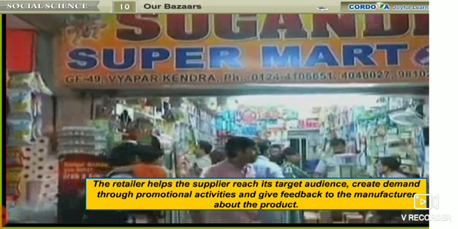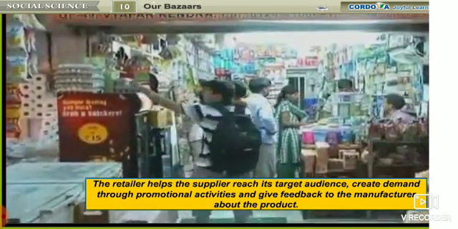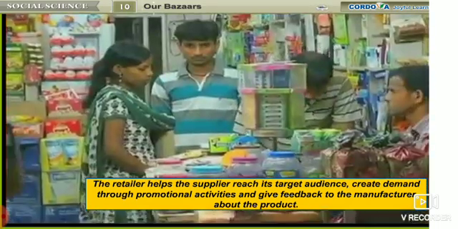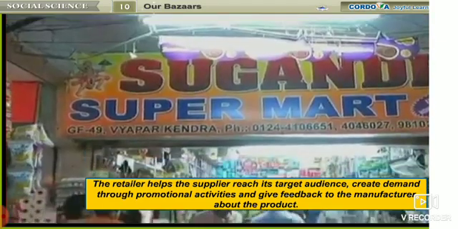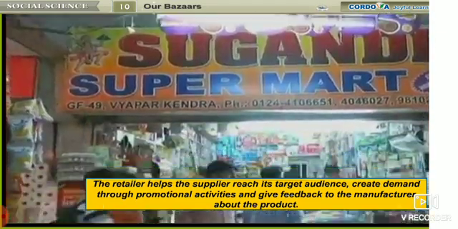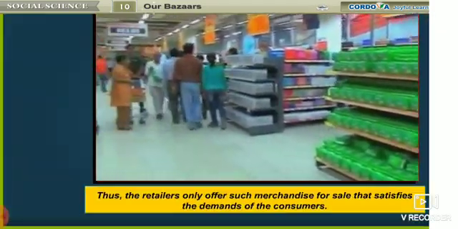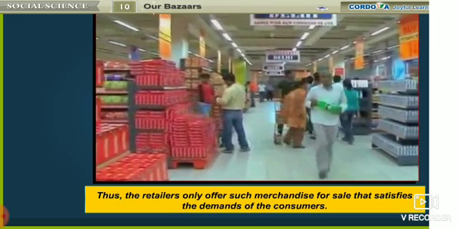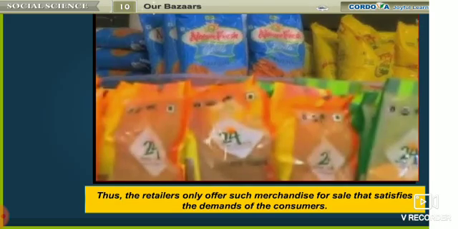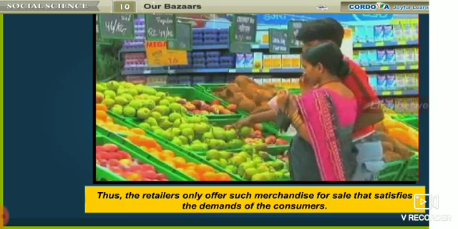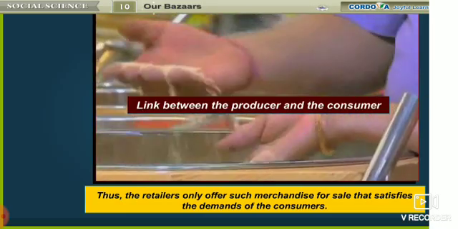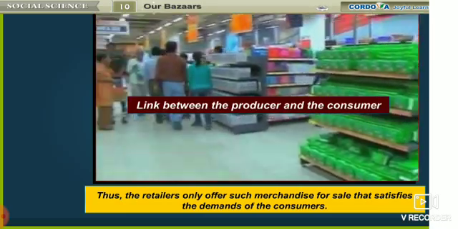The retailer helps the supplier reach its target audience, create demand through promotional activities, and give feedback to the manufacturer about the product. Thus, the retailers only offer such merchandise for sale that satisfies the demands of the consumers. They are a very important link between the producers and the consumers.